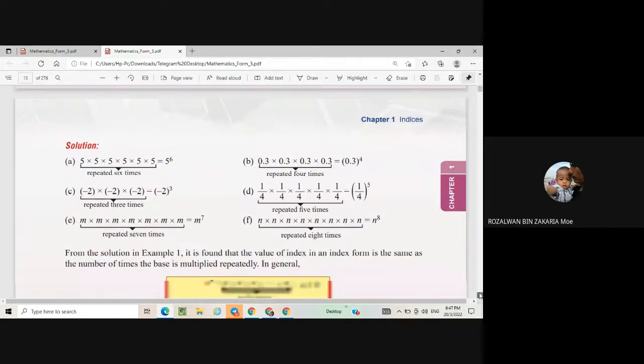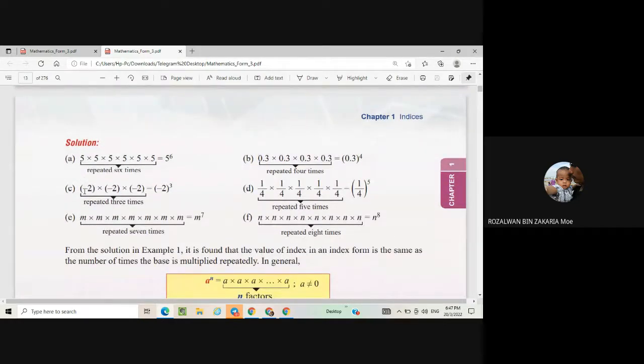And for C, in brackets minus 2 times in brackets minus 2 times in brackets minus 2 equals (minus 2) power of 3. The index equals 3 because this minus 2 is multiplied by itself, repeated 3 times. So the index equals 3.